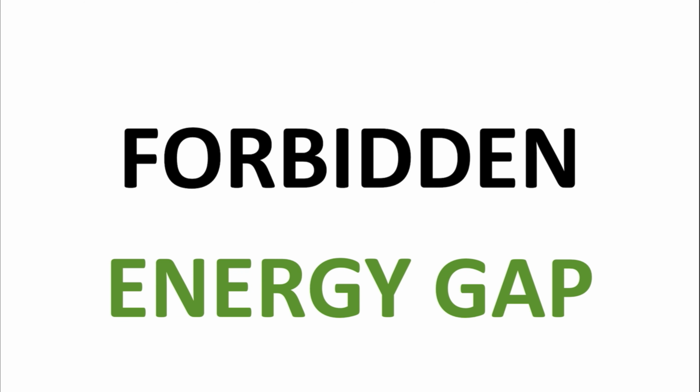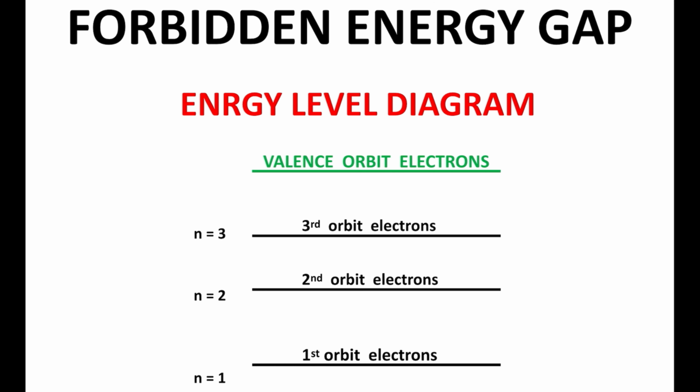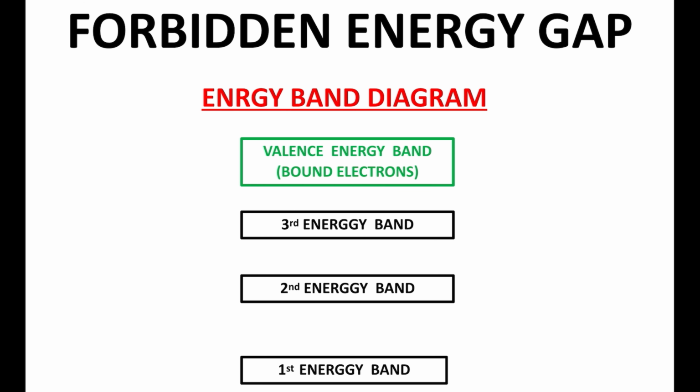In this video, I will share an experiment to determine forbidden energy gap of a semiconductor material. Energy level diagram of an atom represents energy levels of electrons belonging to different orbits inside the atom. When atoms form a material by chemical bonding, energy levels of electrons inside all the atoms get slightly changed due to interaction between electrons and nuclei of various atoms.